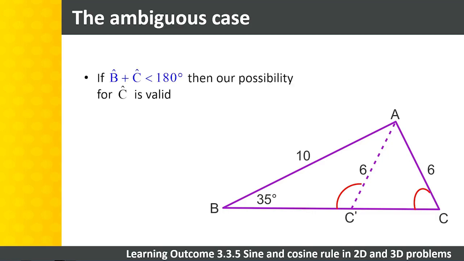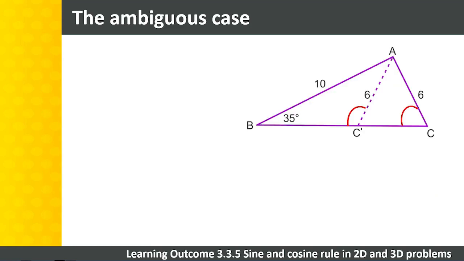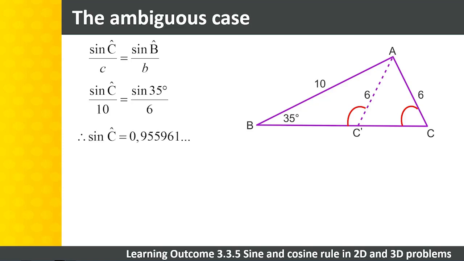So long as the sum of angle B and angle C is less than 180 degrees, then that possible value for C is valid. There are two valid answers. Let's examine this figure a little more closely. To find angle C, we can use the sine rule. Sine angle C over C equals sine angle B over B. We substitute our known values and simplify to find sine angle C equals 0,955961. We will use arcsine on our calculator to find our reference angle.